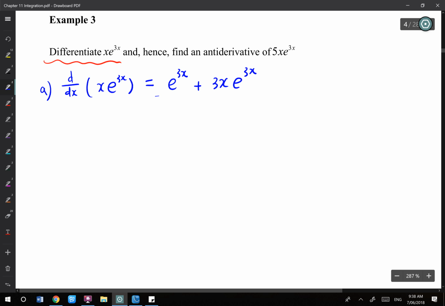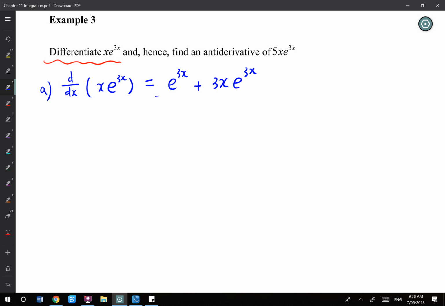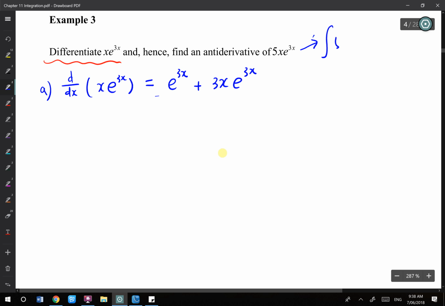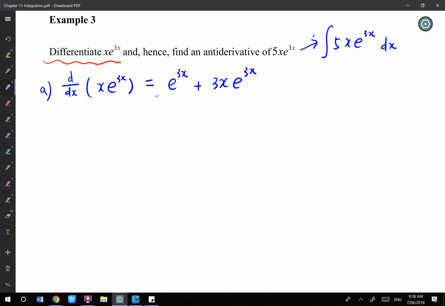Now I want to anti-diff. What I'm looking for is anti-diff 5x e 3x. Okay, this is what I'm trying to anti-diff. Don't forget the dx in the end, because the dx in the end was 1 mark for the whole paper. Anywhere you lose the dx, you lose 1 mark for the whole paper. But like only 1 mark. You can lose all the dx on the paper, and that's 1 mark. But it's not worth losing that mark. Yes?